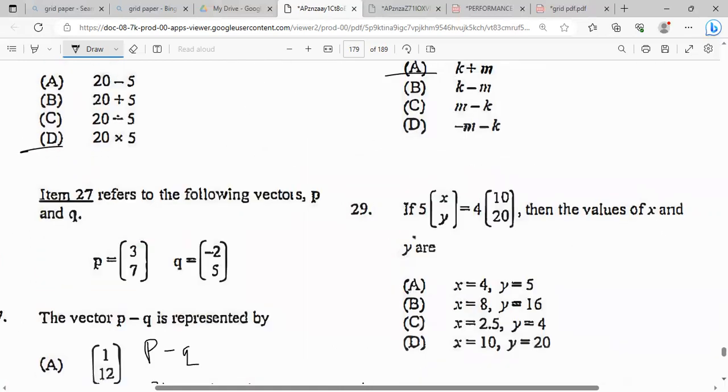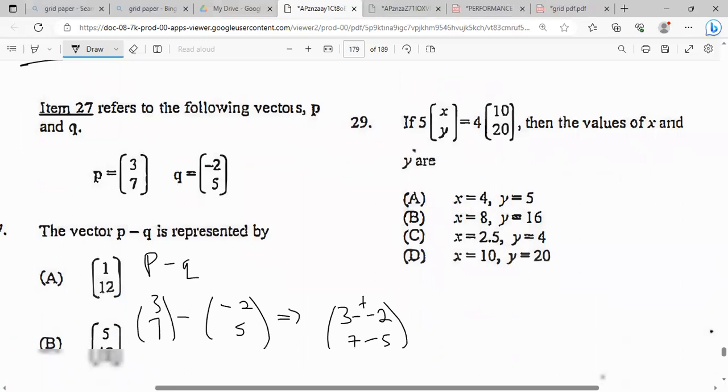All right, let's look at 29. If 5(x + y) = 4(10 + 20), then the value of x is. Now this can be a little bit tricky, but all we have to do is just expand the bracket and we're good. So 5 times x, that gives us 5x. 5 times y is equal to 5y. And then we expand the bracket now. So 4 times 10, that's 40. And 4 times 20, that is 80.